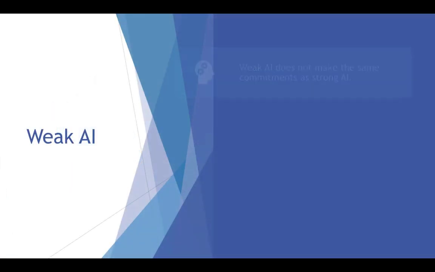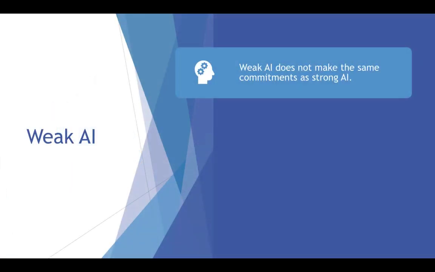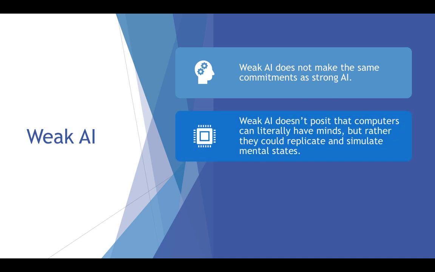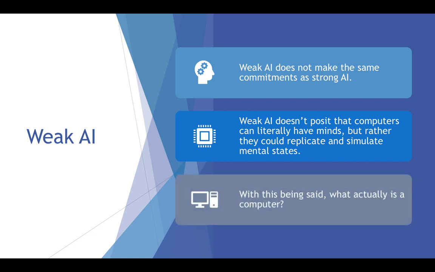Weak AI doesn't make the same kind of commitments as strong AI. All weak AI means is that it doesn't posit that computers literally have minds, but rather that computers could simulate and replicate mental states and could simulate artificial intelligence. So with that being said, how can we use these two understandings to look at what actually is a computer? Well, there are a number of philosophical ideas that we can look at here.